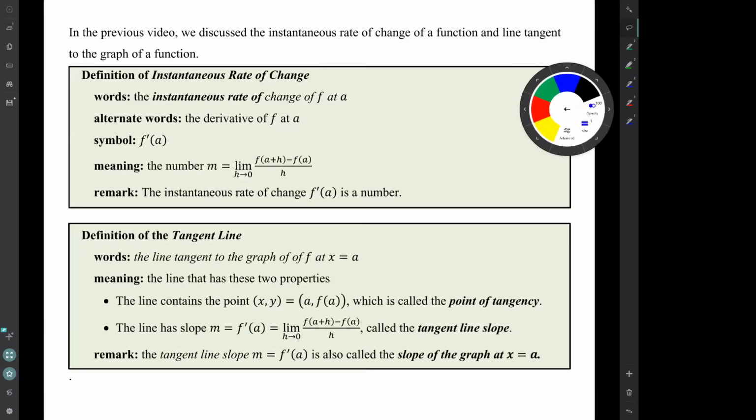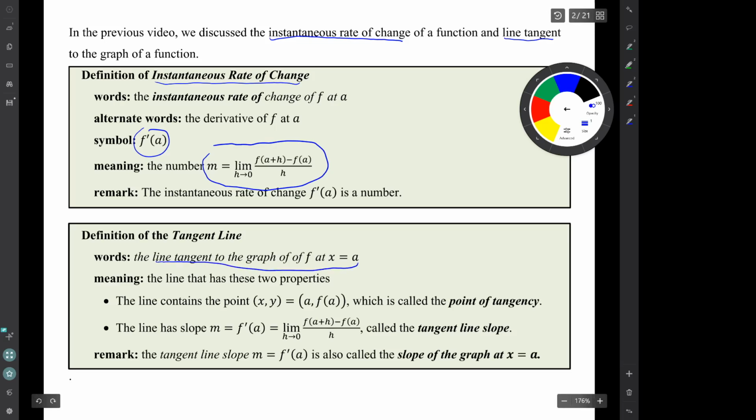In the previous video, we discussed what was called the instantaneous rate of change of a function and the tangent line to the graph of a function. They were defined with these definitions. The instantaneous rate of change was denoted by this symbol, and it means the number that you get from doing this calculation. And the line that's tangent to the graph of a function at x equals a means the line that has these two properties. The line contains this particular point, and the line has slope that's equal to the number that is the instantaneous rate of change.